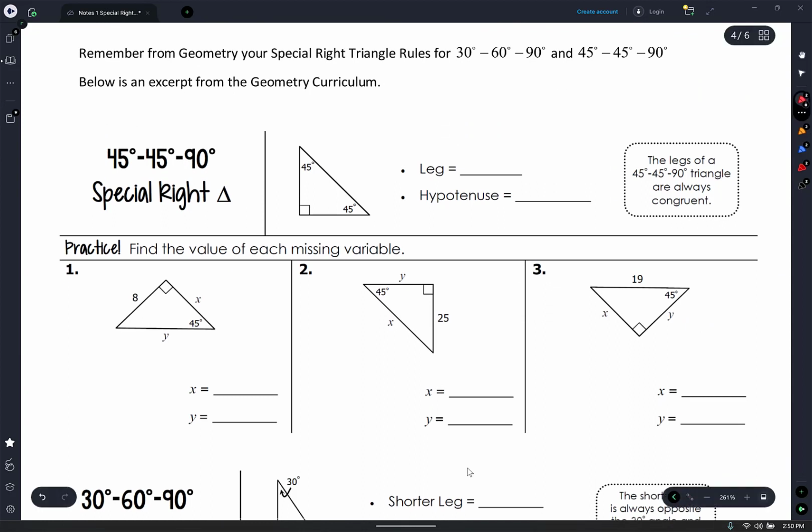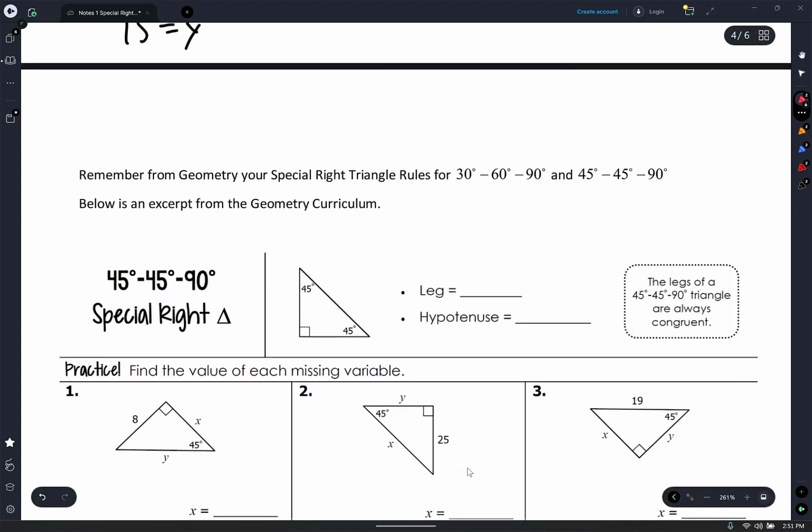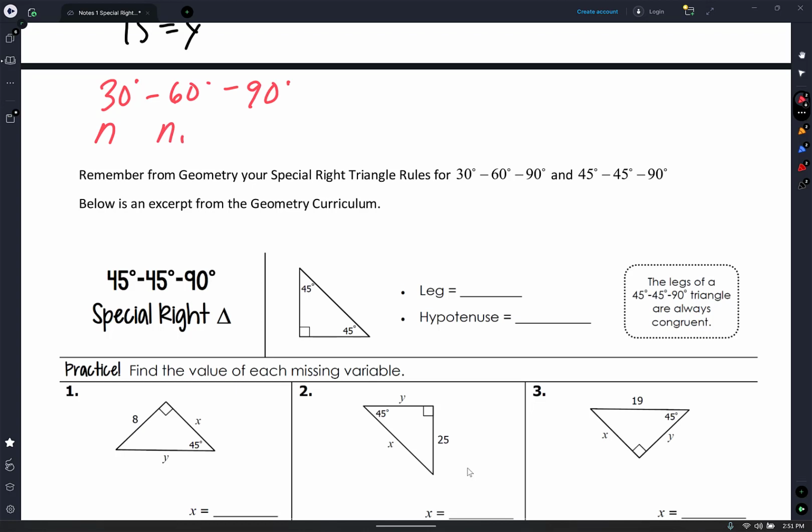Okay. Do you guys remember your special relationships between 30, 60, 90 and 45, 45, 90? If you don't remember, relax. It's okay. In a 30, 60, 90 triangle, the relationship is n, n square root of 3, and 2n. In a 45, 45, 90 triangle, the relationship is n, n, n square root of 2.